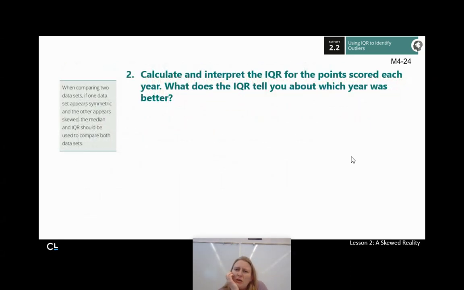So what I'd like you to do, go ahead and start by calculating and interpreting the interquartile range for the points scored each year. And what does that interquartile range tell you about which year was better? Go ahead and hit pause, jot it down, hit play to check your work.